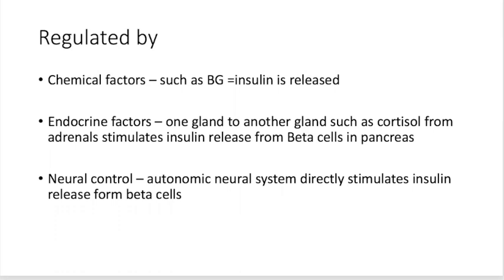Endocrine factors would be one gland stimulating another gland, such as ACTH stimulates cortisol, and insulin released from the beta cells in the pancreas would be another example there. And then we have neuronal control, which would be autonomic nervous system, directly stimulates insulin release from the beta cells.